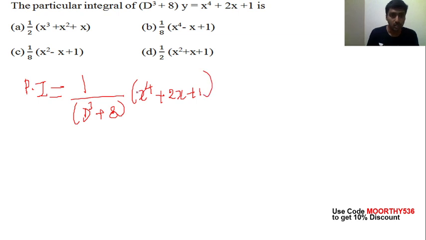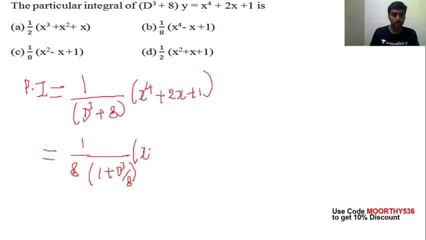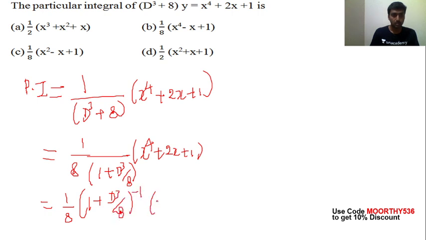The x power 4, so we can take this d power up to the 4, more than the d power is eliminated. So 1 divided by 8, take this 8 commonly. So (1 plus d cube divided by 8) into x power 4 plus 2x plus 1. So expand this formula, 1 divided by 8 into (1 plus d cube divided by 8) whole power minus 1 into x power 4 plus 2x plus 1. So this is the condition.